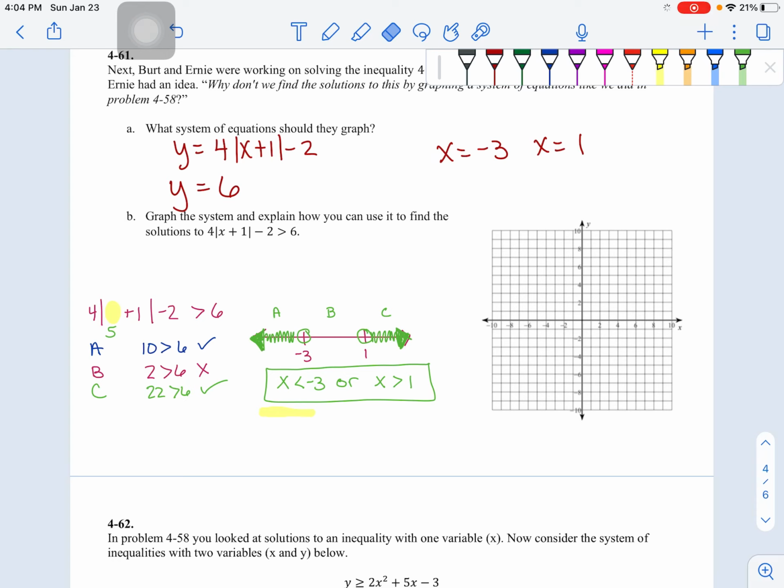Okay, so again, it's just a different way. So you can solve it algebraically, or you can use the graphing calculator. We're looking for the intersecting points.